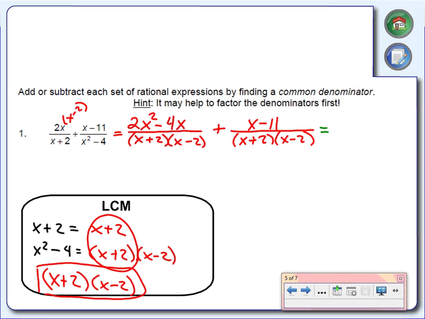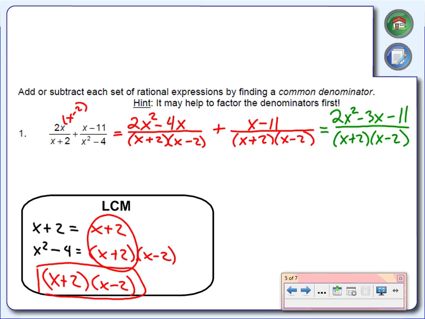Now we're ready to add up the numerators. Now remember, the denominator is going to stay x plus 2, x minus 2. Don't change that. So let's add up the numerators here. Let's start with the x squared. I've got 2x squared. There's nothing to add with that 2x squared, so I'm going to keep it 2x squared. I got a negative 4x plus x. A negative 4x plus x would be a what? Negative 3x. And I've got nothing plus a negative 11. Nothing plus a negative 11 would be a negative 11.